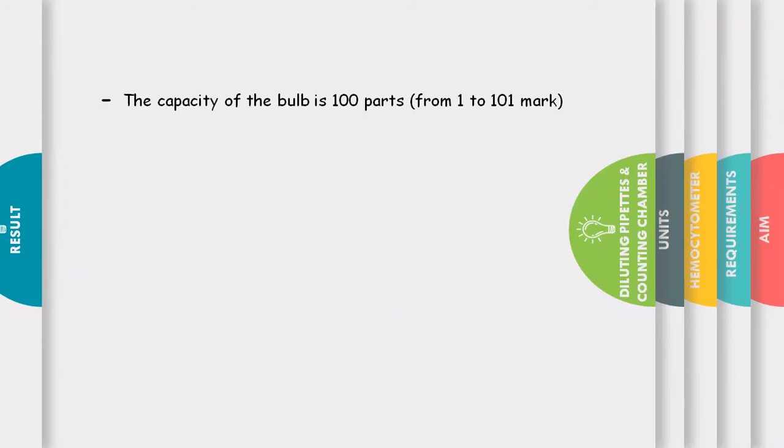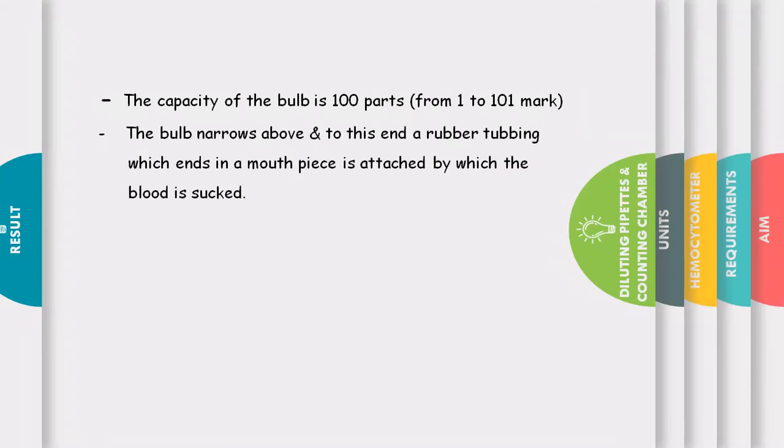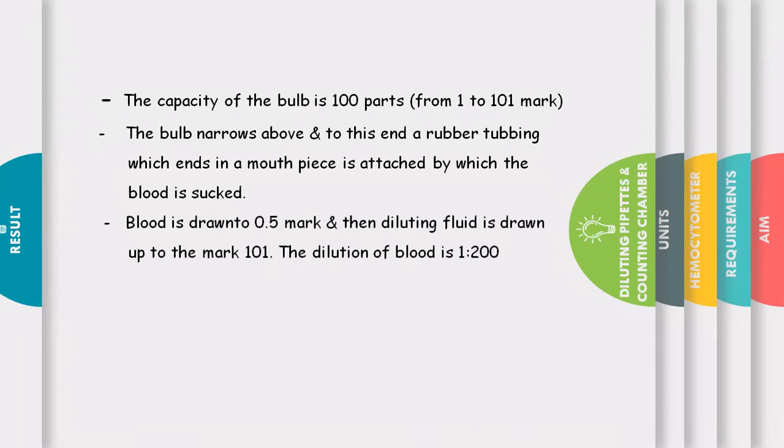The capacity of the bulb is 100 parts, from the 1 to the 101 mark. The bulb narrows above, and to this end a rubber tubing which ends in a mouthpiece is attached, by which the blood is sucked. Blood is drawn to the 0.5 mark and then diluting fluid is drawn up to the mark 101, and the dilution of blood is 1:200.